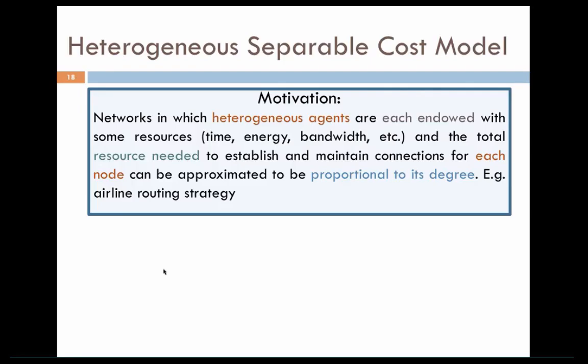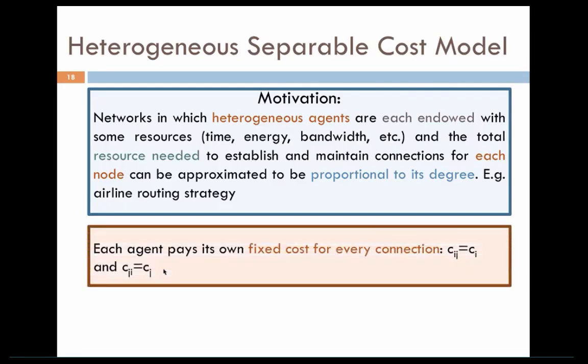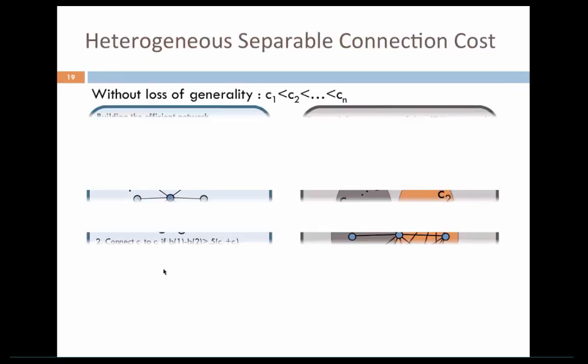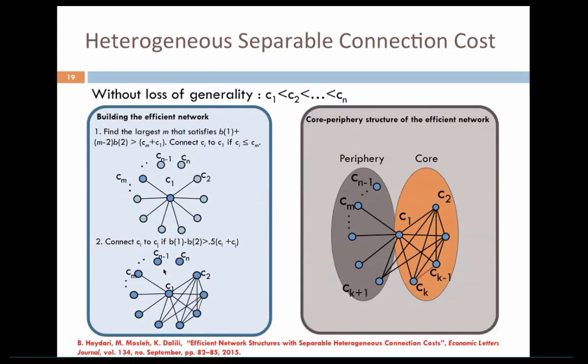We assumed that the cost and the first order benefits are heterogeneous. We specifically included the heterogeneity that is the result of having different levels of resources. If you have a lot of, for example, bandwidth or a lot of time, the cost per connection is lower for you than for another agent who has a low level of resources. So to each node we assign a specific cost value, and go to slide 19.